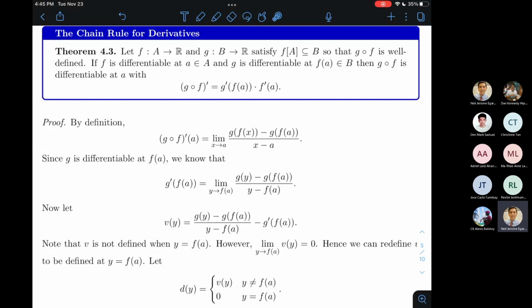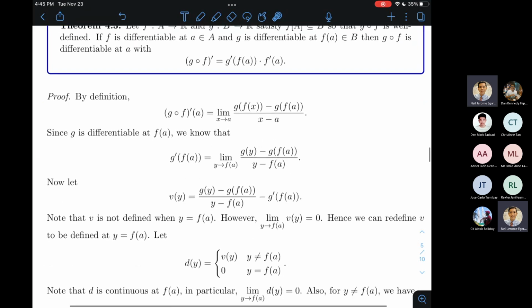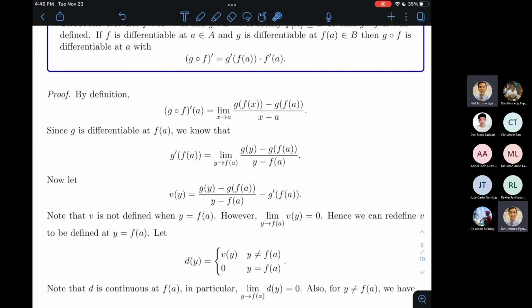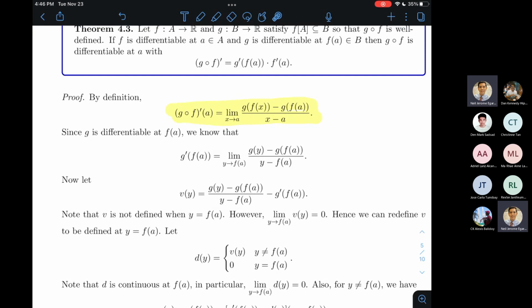Okay? Now, for the proof, we want to show that this limit exists. Kasi kung mag-exist yung G circle prime of A, dapat ito yung itsura niya. Function value pero yung function natin ay g circle f. So g circle f evaluated at x minus g circle f evaluated at a. Tapos ginamit yung definition ng composition divided by x minus a. So what we want to show here is that this guy is equal to this. Yun yung gusto nating ipakita.